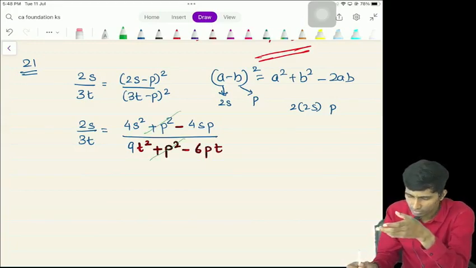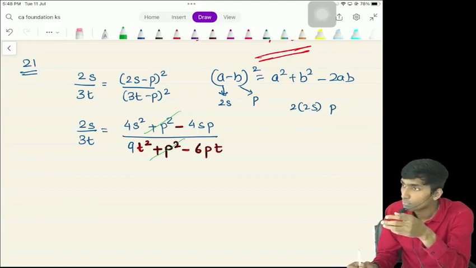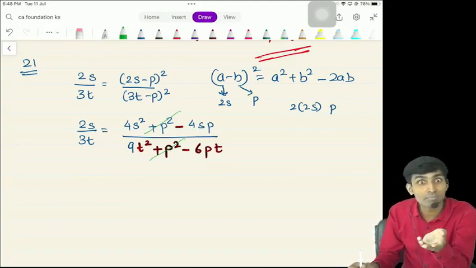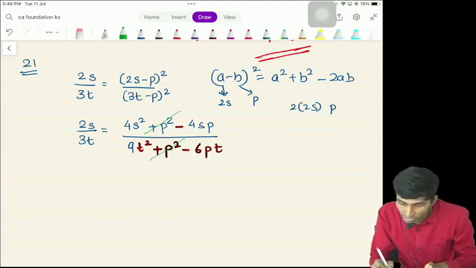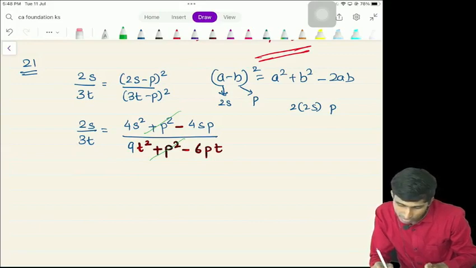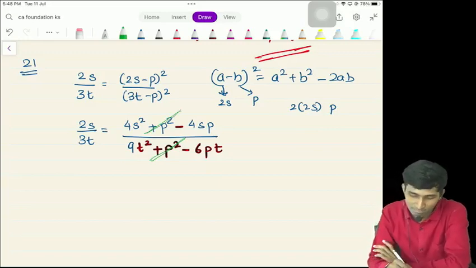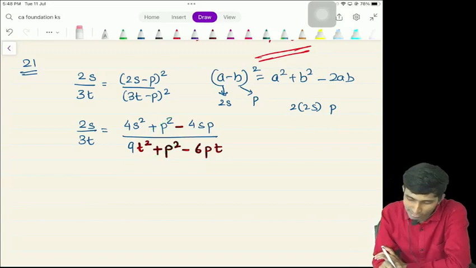Can't? Because it is plus and plus, therefore we can't cancel. It's a single term. Those who think like this, that this cancels, then people will cancel this also. Is it possible? Not possible, my dear friends.